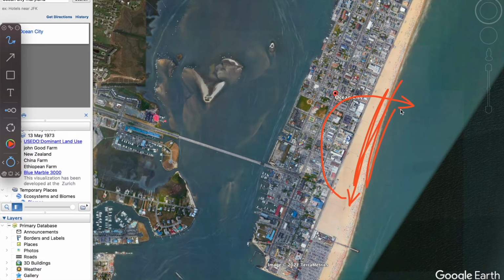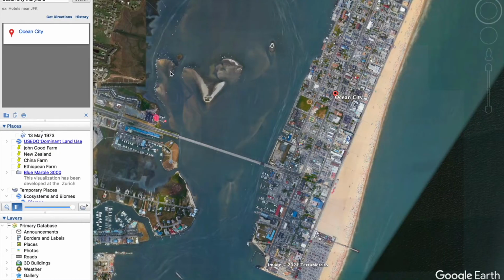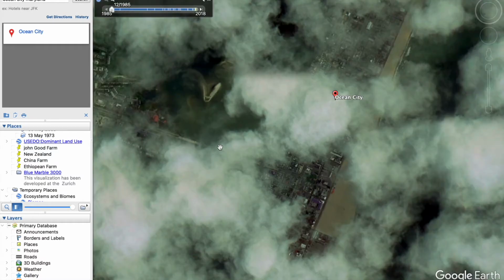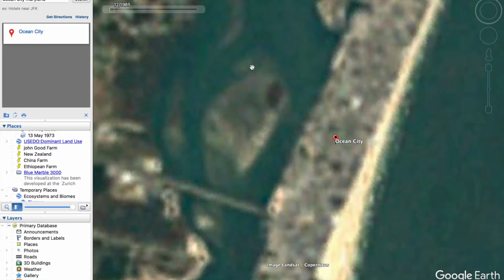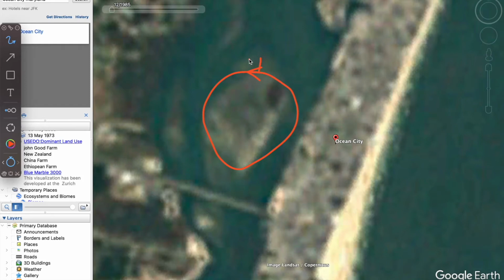And so in order to have a city here in Ocean City, people have to manage the erosion in different ways. And we'll get to that in the future. But what I wanted to point out was this little bit of land here. One of the cool things about Google Earth is you can take a look at the past. So this is the same exact area in 1985. It's really blurry, so it's hard to see, but you can see there's a lot more land there.